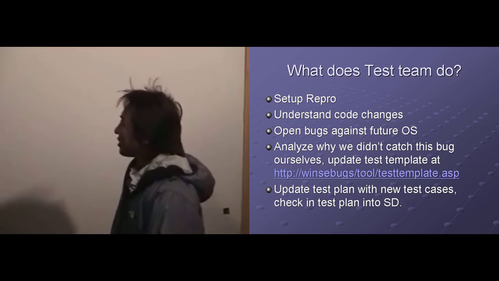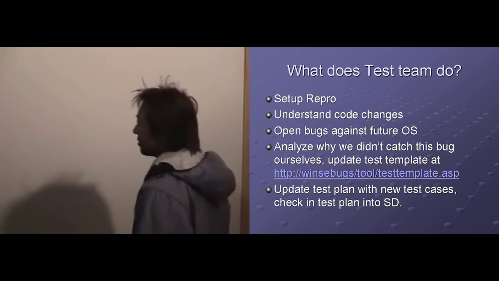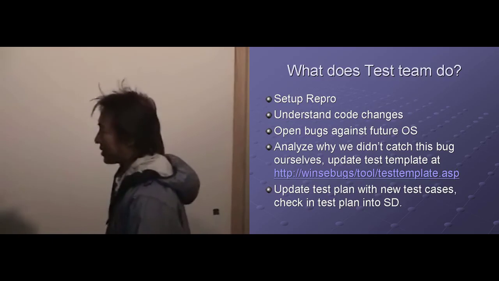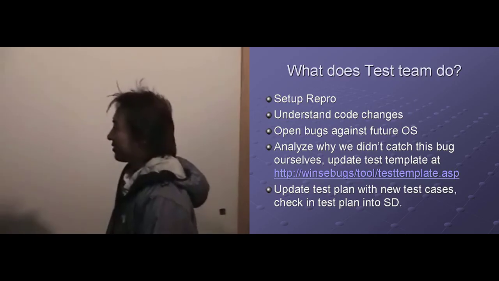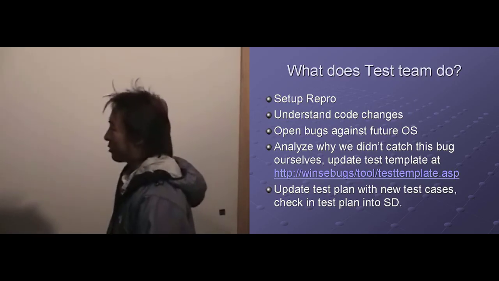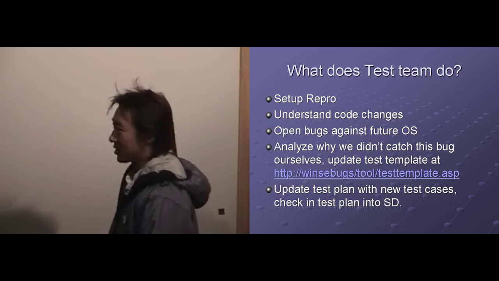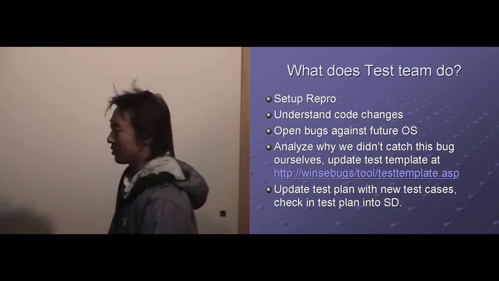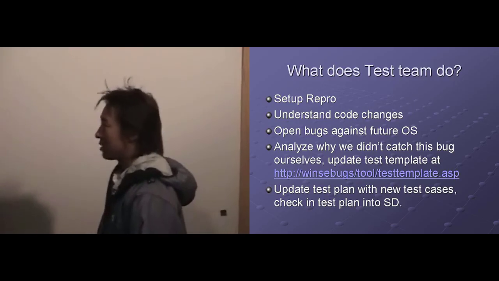So here's what the test team should do. They have to make sure the bug contains the appropriate repro steps. And also, they have to set up the repro for the developer to look into the problem. Because sometimes if it's a customer bug, the developer doesn't have access to the customer's machine. So we have to set up a repro in-house.